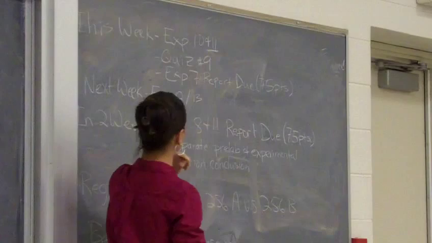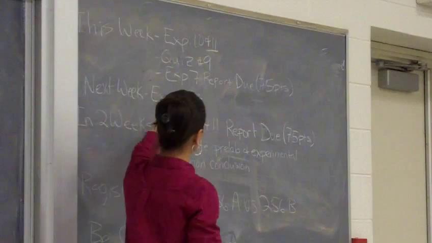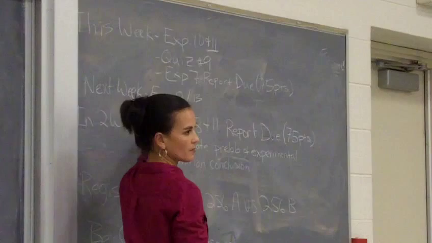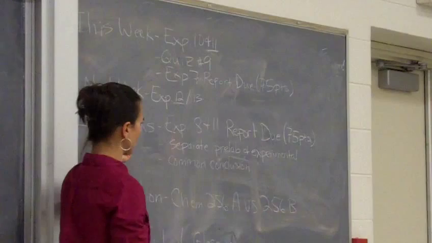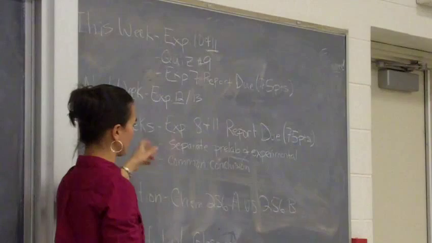that report. Next week, we'll be doing experiment 12 and 13, so this is another one where we've got the experiment and then talking about the technique you're going to use. The pre-labbing will be for experiment 12, and then we'll also talk about how experiment 13 is related. In 2 weeks, experiment 8 and 11 report are due, so there's one report for both experiments because they're related to each other. That is also 75 points.